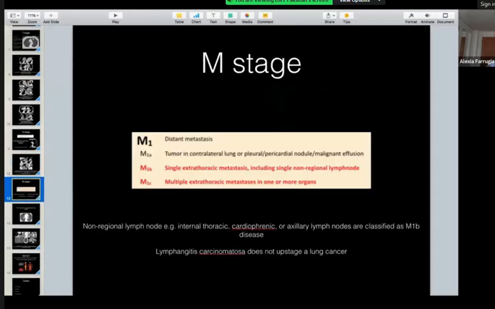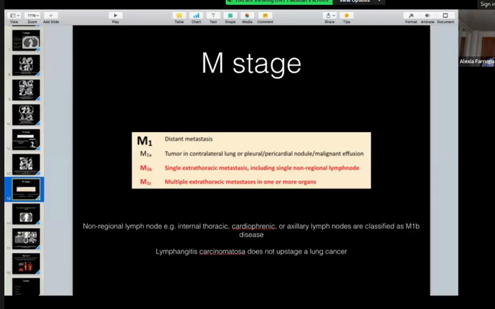Moving on to the M stage. So M1 refers to distant metastasis, and we divide it into M1A, M1B, and M1C subcategories. With an M1A, there is a tumor in the contralateral lung, or there is a pleural or a pericardial nodule, or a malignant effusion on cytology. That by definition would make that tumor an M1A stage. And M1B includes a single extrathoracic metastasis, and this includes a single non-regional lymph node.